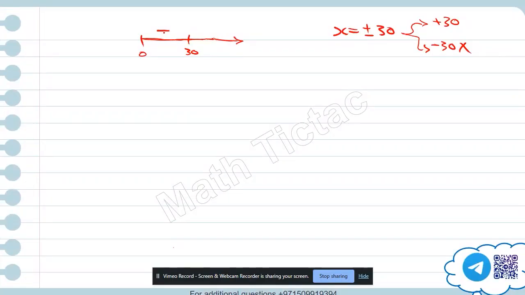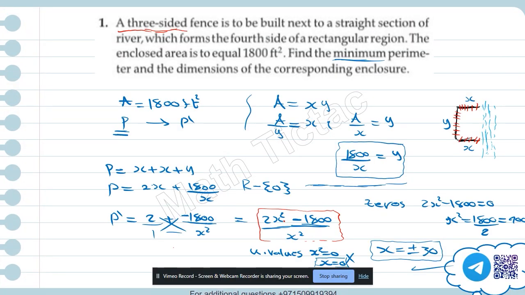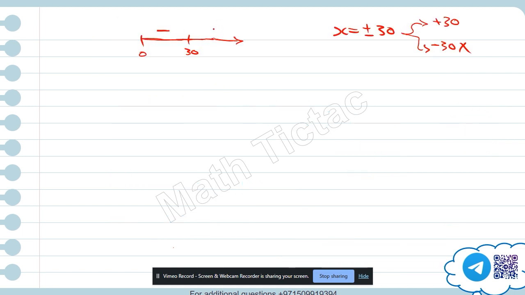Now after the 30, if you take, for example, 31, 40, whatever, after substituting you will get a positive value. That means you have increasing. So in here this is decreasing and this is increasing, which means in here I have a minimum value. So I have a local minimum at x equal to 30.